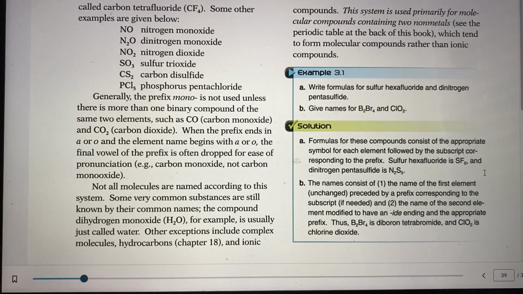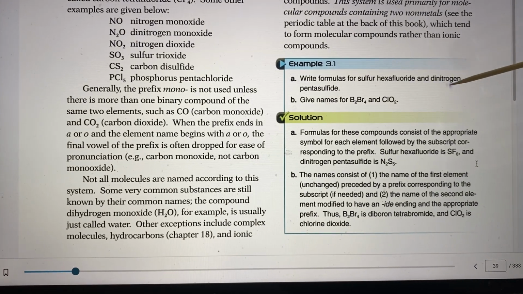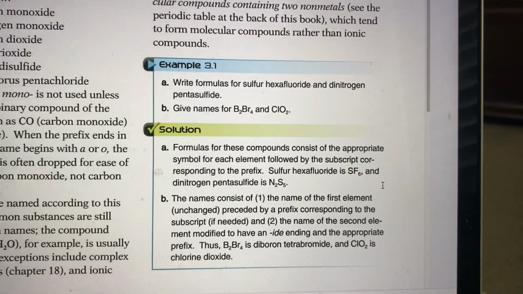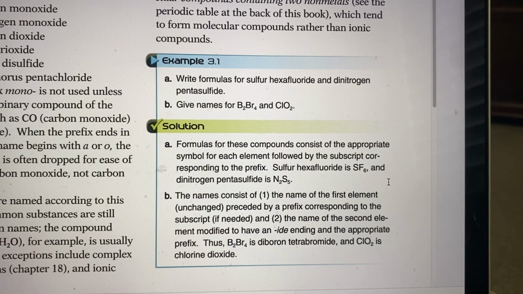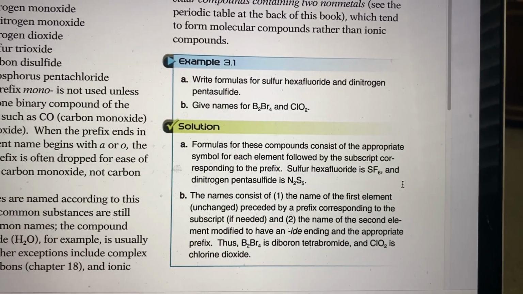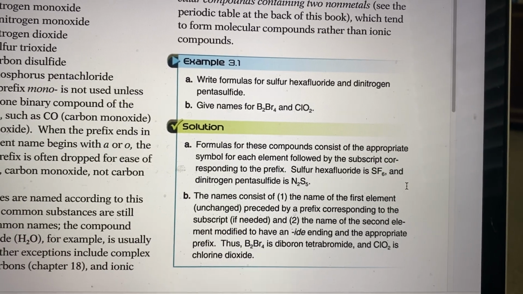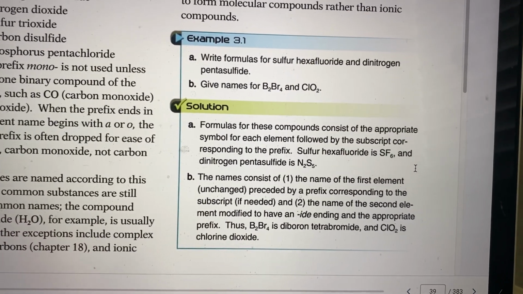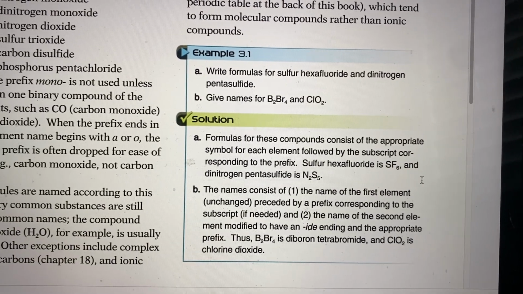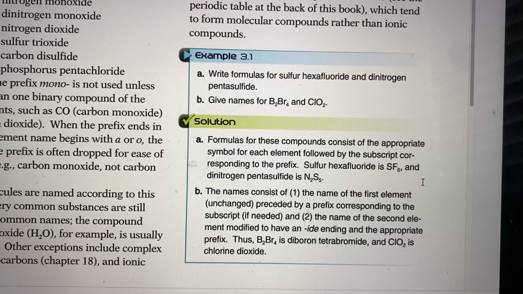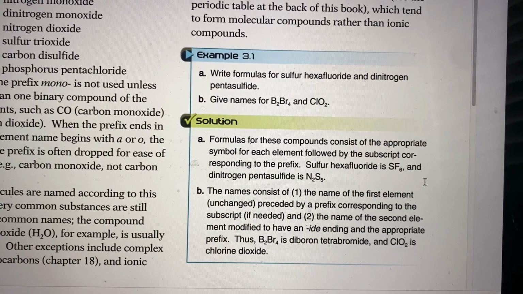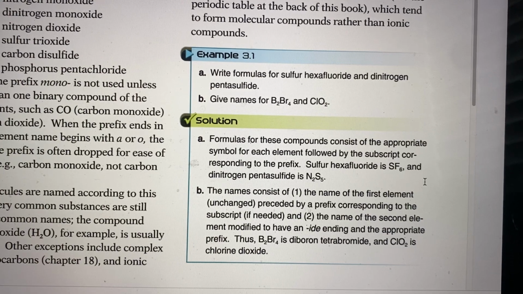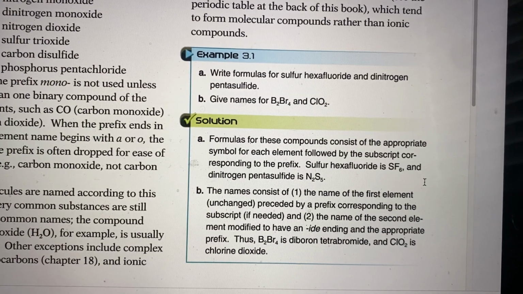Another one, okay, it says write the formulas for these. So that's what we're going to be doing, writing those formulas. Let me zoom in there a little bit. I hope you can see, it's not wiggling too much. So you write the formulas. So we have the first formula, B2Br4, right here. Let's do that one. So what's B? Well, you can look it up on page 19. Remember page 19 I told you. It says formulas for the compound consist of the appropriate symbol for each element followed by the subscript given by the prefix.